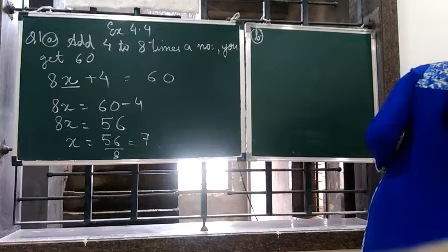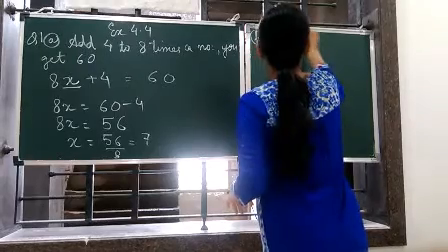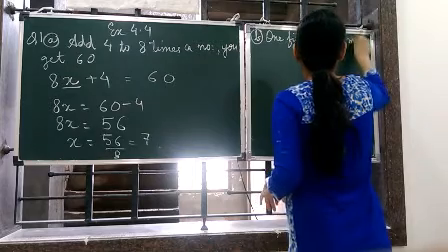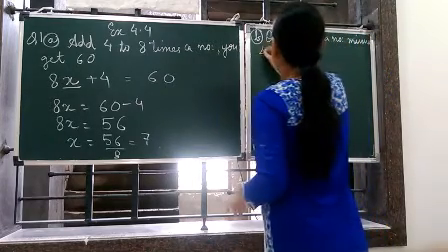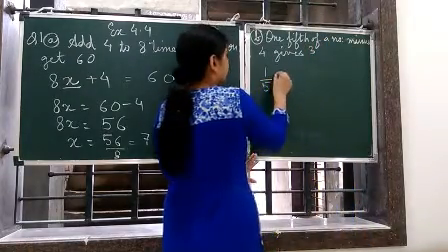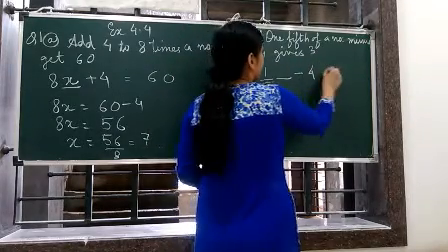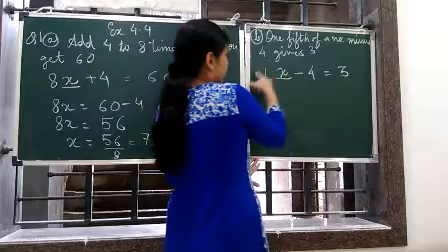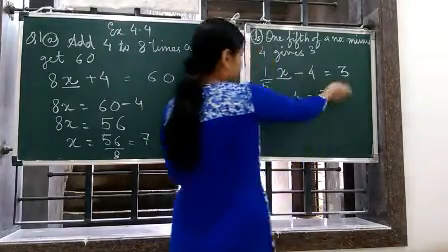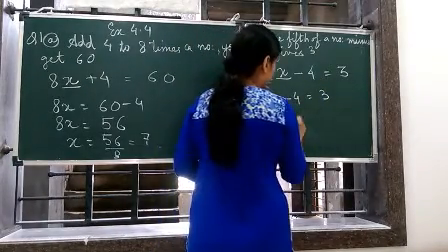1/5 of a number minus 4 gives 3. 1/5 of any number, we don't know the number, minus 4 will give us 3. So let's take it as x. So 1 into x will give x upon 5, minus 4 is equal to 3. Transpose this 4 that side. So it becomes what? 4 plus 3, 7.